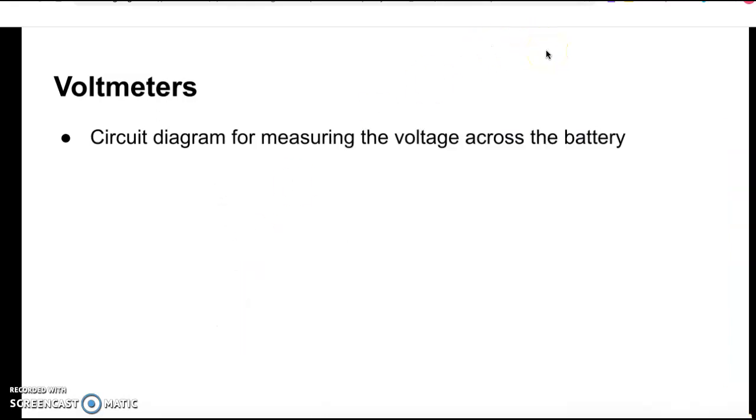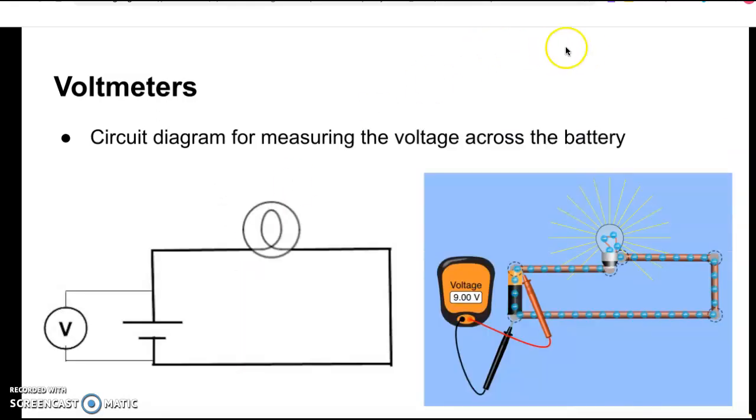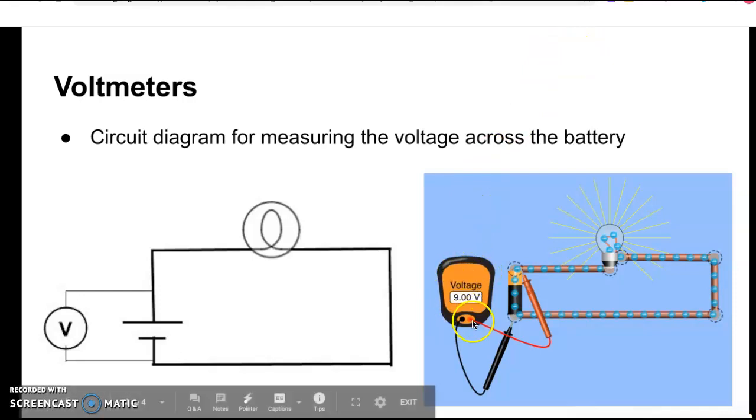I drew a couple of more. In this diagram, I'm measuring the voltage across the battery. So in my circuit diagram, that's where I put the voltmeter. Okay, so I drew this extra pathway parallel to the battery, and then I put my voltmeter in there.